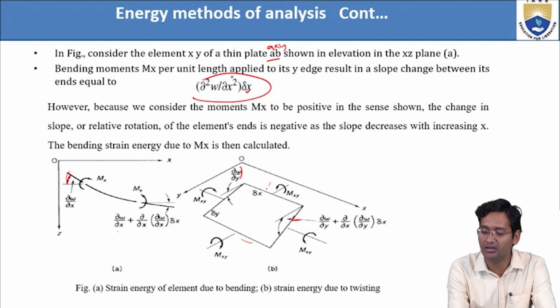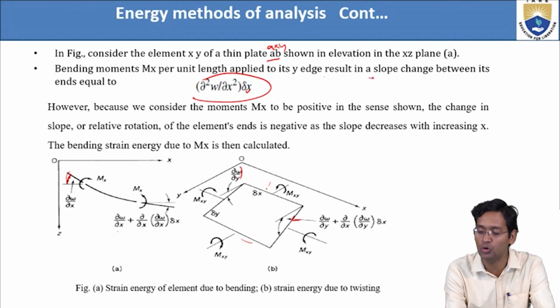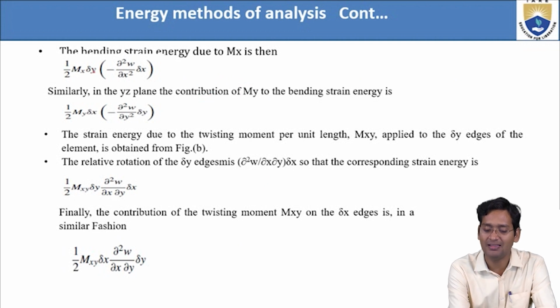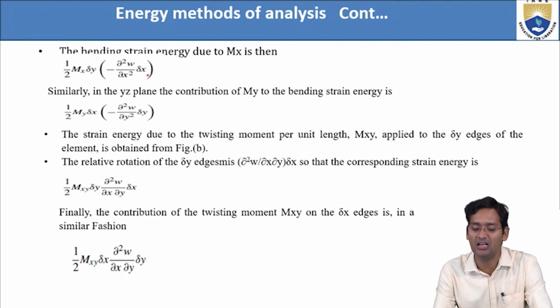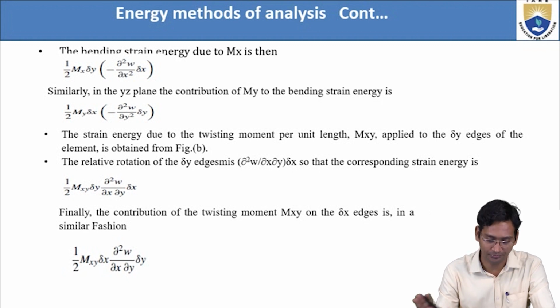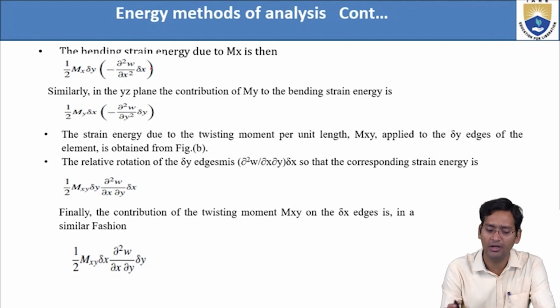The bending moment per unit applied load to its y results in a slope change between. So this gives the slope, right? So for that we say half Mx into del y into minus del 2 wy del x square into del x. Sorry, del 2 wy by del x square into del x. This is for what? Mx.